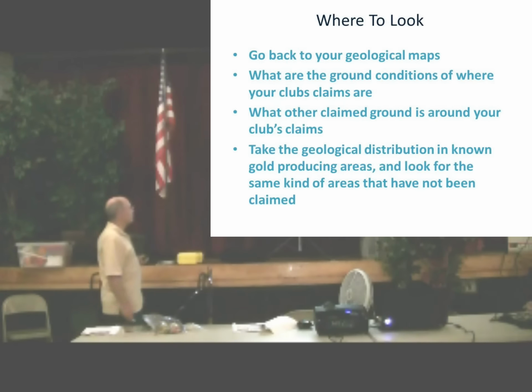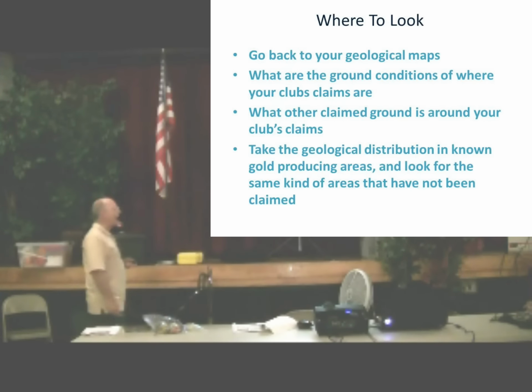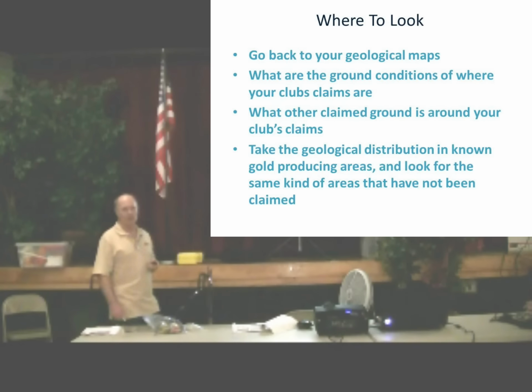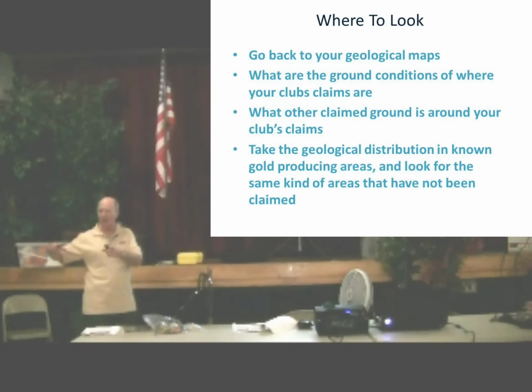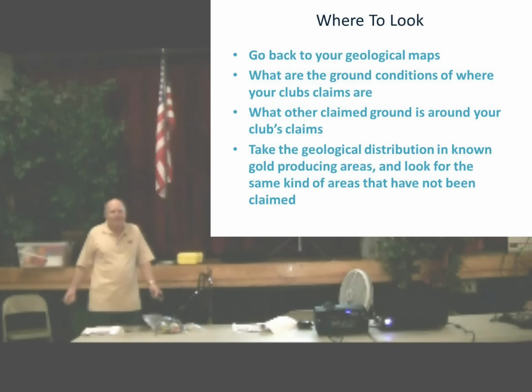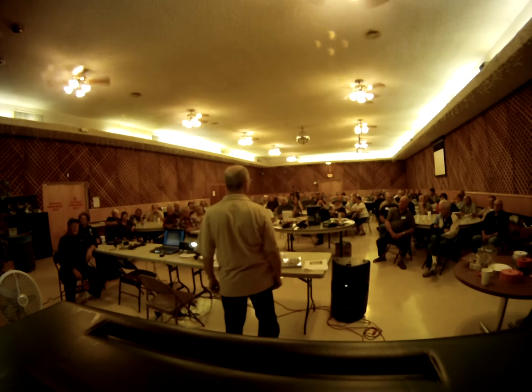Take the geological distribution in a known gold producing area and look for the same kind of areas that have not been claimed. Like I said, you saw that one little patch, that one little claim over on the other side of Dolan Springs Road. Obviously there's gold there, and it's right at the base of the mountain, so what's that tell you? Where'd the gold probably come from?